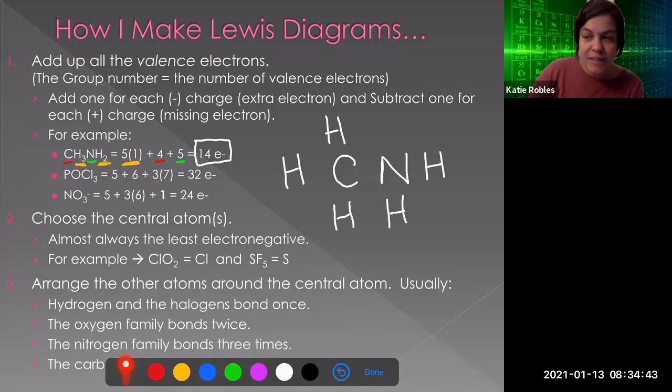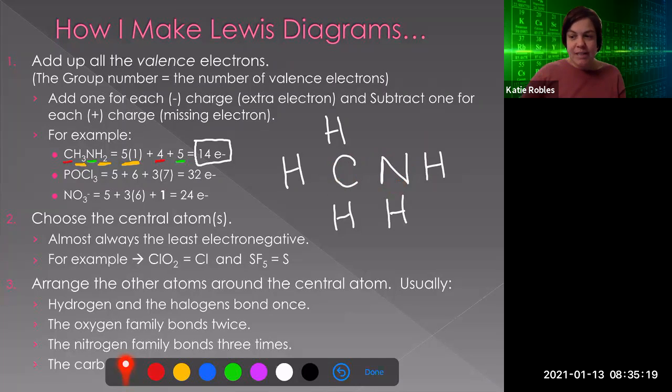Now, without even noticing, I chose my central atoms. I chose carbon as a central atom, and I chose nitrogen as a central atom. Typically speaking, it's going to be the least electronegative. Let me give you a hint. Carbon always goes in the middle. Carbon likes to bond 4 times, so it'll go into the middle. Then things like nitrogen, then oxygen. You're never going to see hydrogen in the middle. Hydrogen only bonds once. So that's why I chose the central atoms that I chose there.